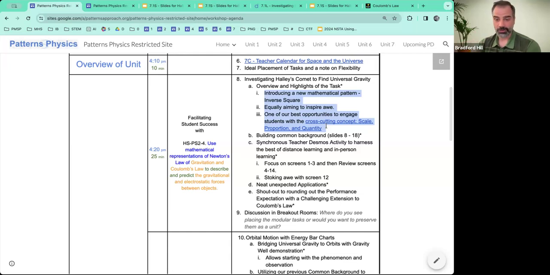But also, you want to mix things up to keep it fresh. And, you know, it's getting towards the end of the year, so we want them to realize it's not just those four patterns. The universe is big and complicated.